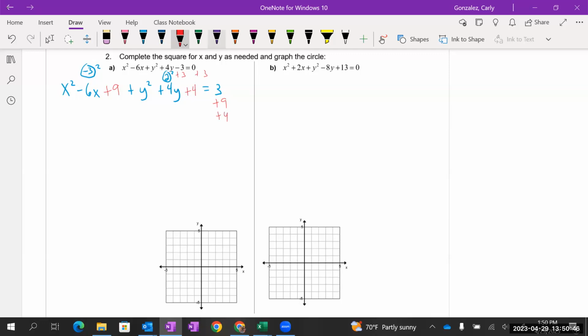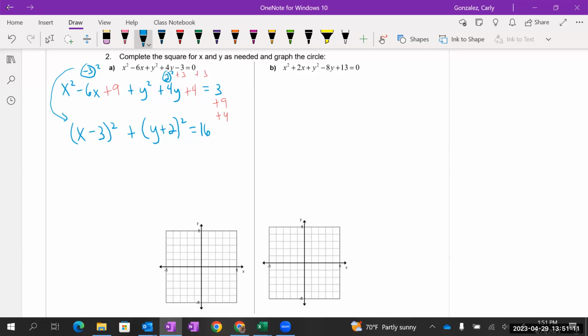So that will get me to (x - 3)² + (y + 2)² equals, and then I just add all of that up. So 3 plus 9 plus 4 gives me 16.